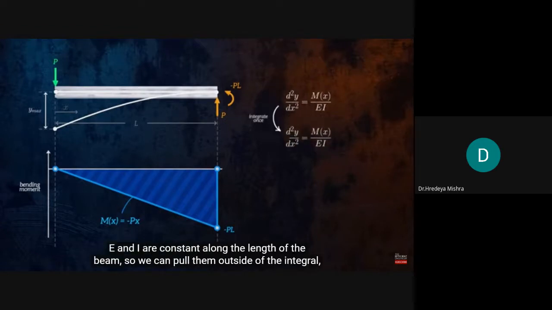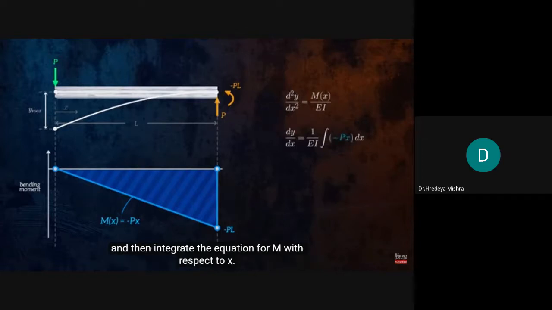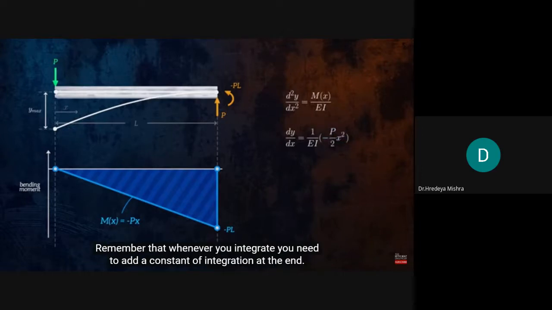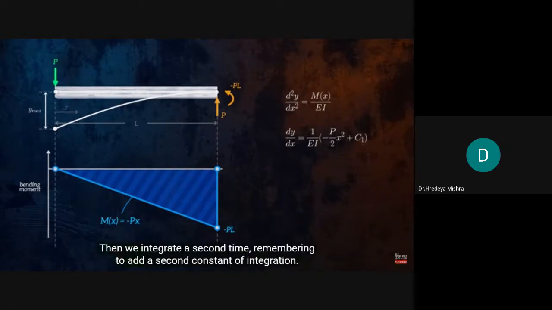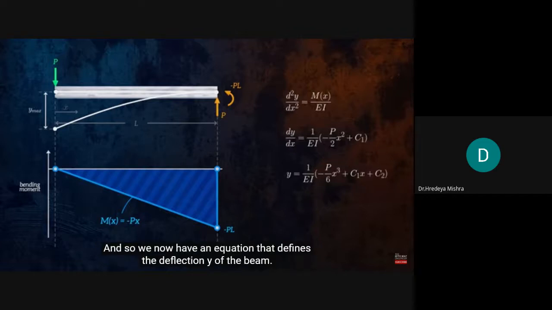E and I are constant along the length of the beam, so we can pull them outside of the integral, and then integrate the equation for M with respect to x. Remember that whenever you integrate, you need to add a constant of integration at the end. We'll call it C1. It's an unknown for now. Then we integrate a second time, remembering to add a second constant of integration. And so we now have an equation that defines the deflection y of the beam.